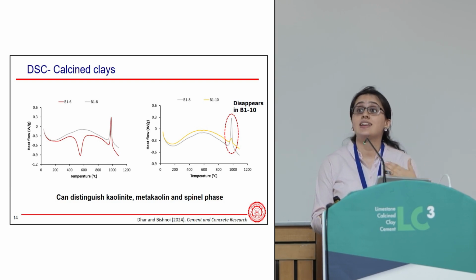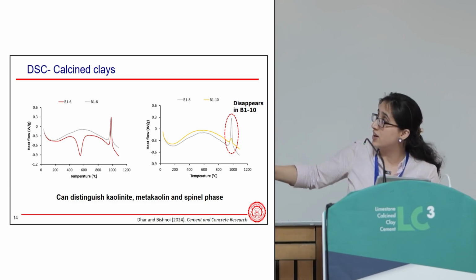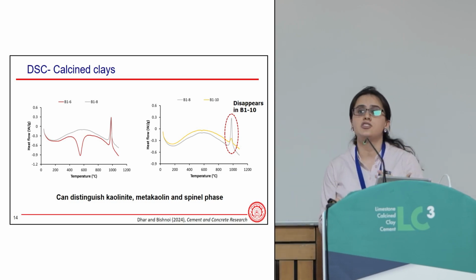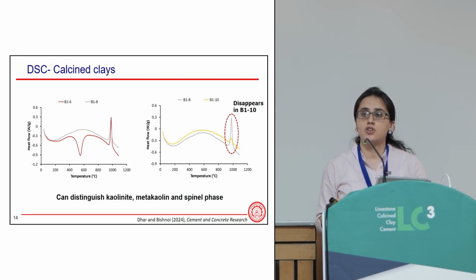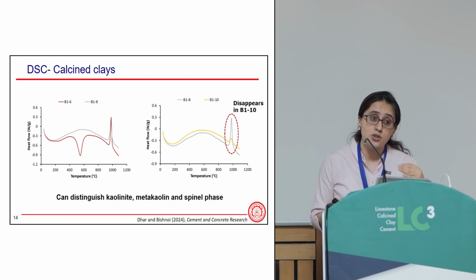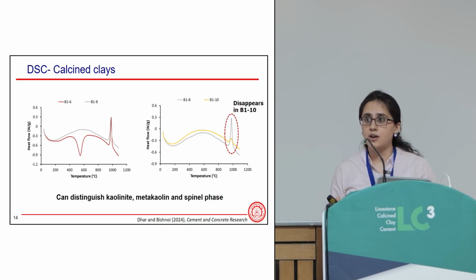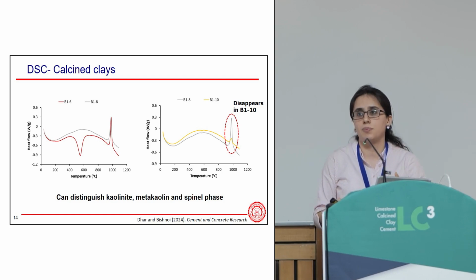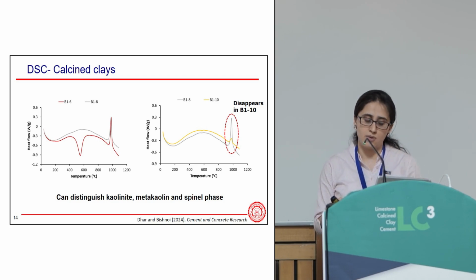And when you are calcining the clay at an optimum temperature, on the left-hand side you can see B1H. Here H represents 800 degrees, and for this clay 800 was the optimum calcination temperature. And you see that the endothermic peak is not there, it has disappeared, but you can see a well-defined exothermic peak. This exothermic peak is the spinel one.